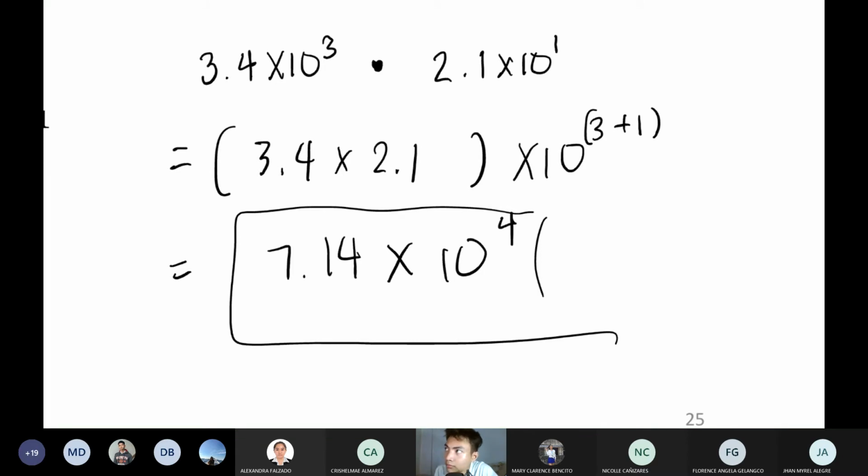Okay? So, ano uli ginawa? Pag multiplication, add the exponents. Add ha? Add. Okay? So, pag-add mo sila. Then, yung iyong coefficients, you multiply them.